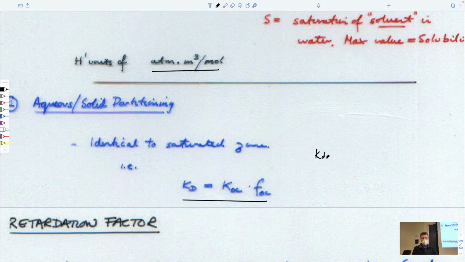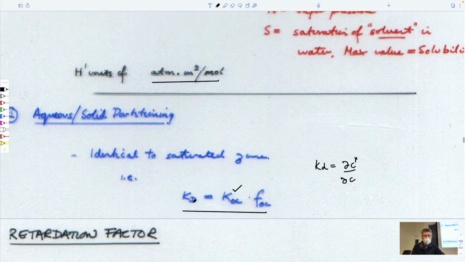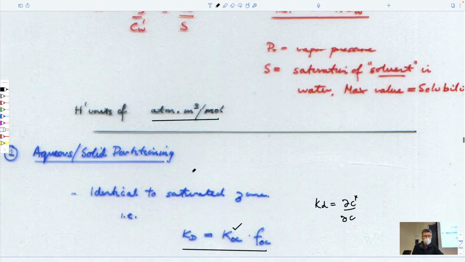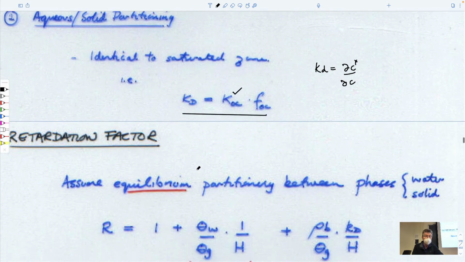KD is equal to dc star over dc, something like that. That was our definition of distribution coefficient. So this is concentration on the solid, concentration in the water, and the ratio of those two at equilibrium is just this magnitude. Sometimes we can get it by octanol organic carbon partition coefficients and fractions of organic carbon, but this is the term that we need. So the two mechanisms are water and air equilibrium and water and solid equilibrium.